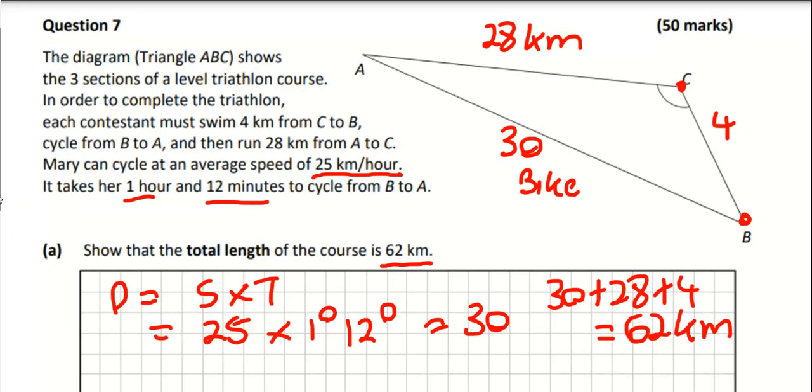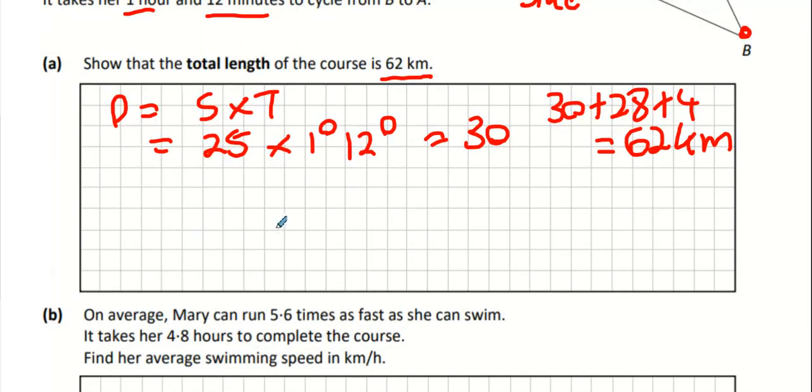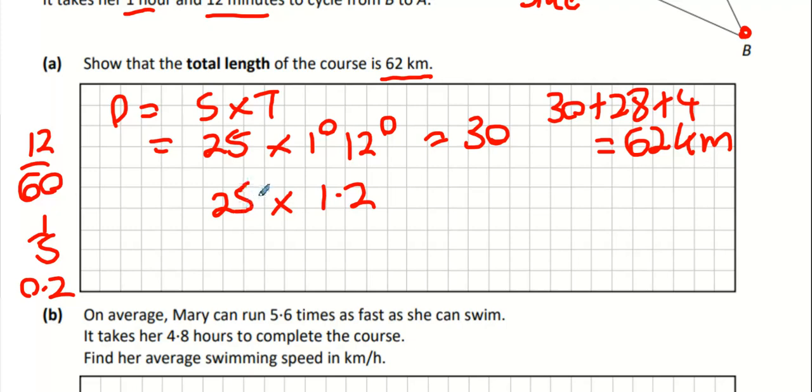That'd be nice. Okay. You could also use 12 over 60, which is a fifth of an hour, or 0.2. So somebody could have multiplied by 1.2. 25 multiplied by 1.2 is also 30 kilometers. Whatever you want to do there.